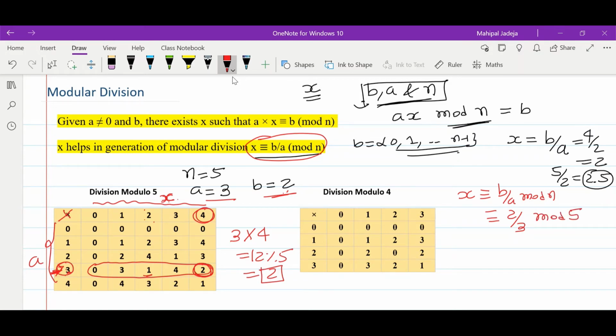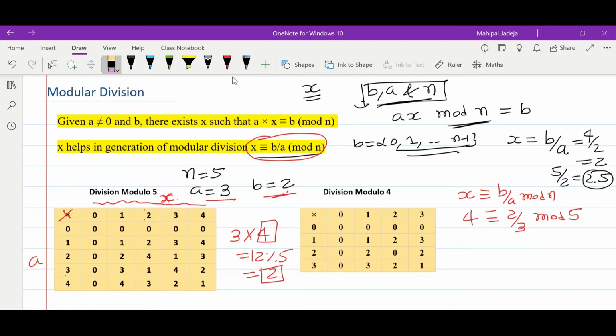And our answer is the value of x, which is 4. Okay, so 4 is congruent to 2 divided by 3 mod 5. Now if we analyze this further, we can see a pattern.